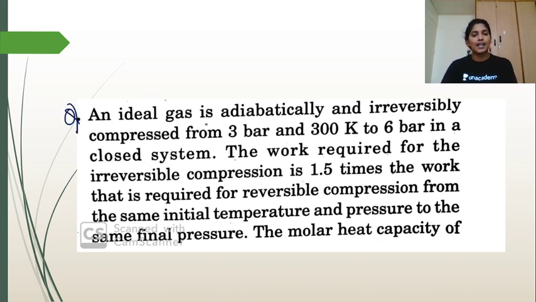So we have an ideal gas which is adiabatically and irreversibly compressed from 3 bar and 300 Kelvin to 6 bar in a closed system. So we have an adiabatic process. So what is an adiabatic process?